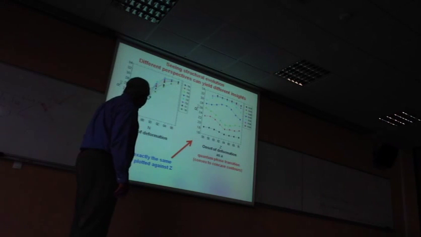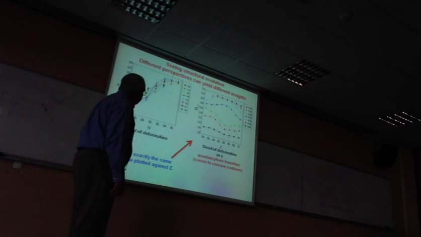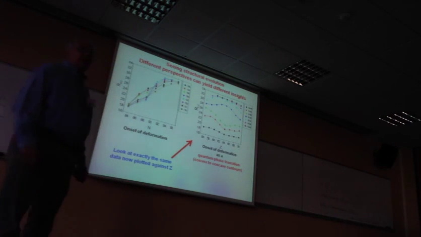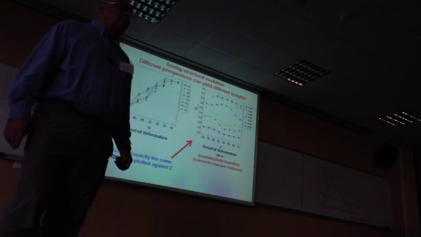Because look, here you have concave shapes. These are now constant neutron number. You have concave shapes and you have convex shapes. And you have a sudden change from concave to convex between 88 and 90 neutrons. Okay? Clear?